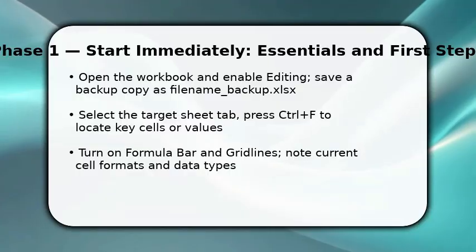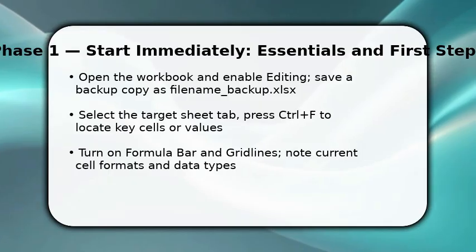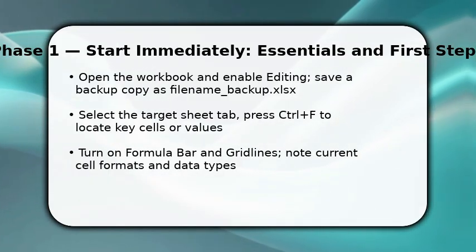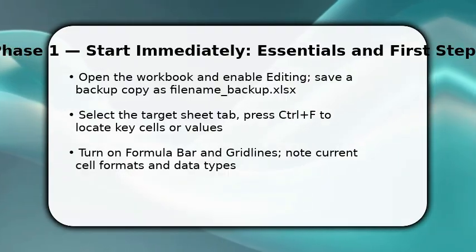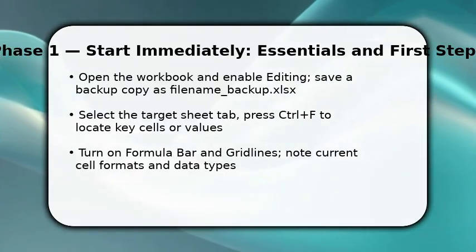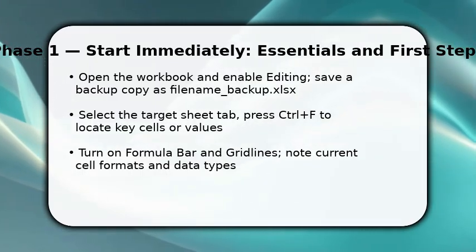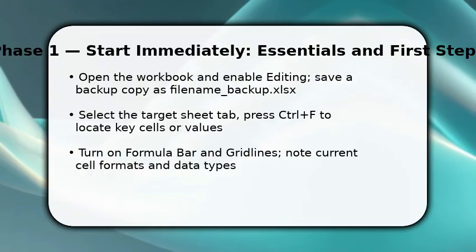Enjoy the video. You start by opening the workbook and immediately saving a backup copy because you will change live data. Once done, enable editing and show the formula bar so you can see cell contents. You then select the Target Sheet tab and use Ctrl+F to jump to the exact range. This speeds the change process.